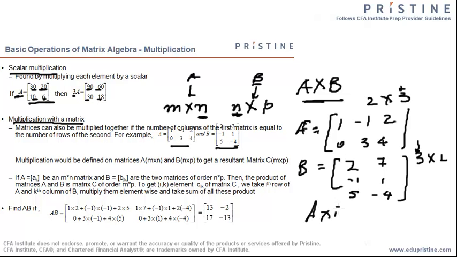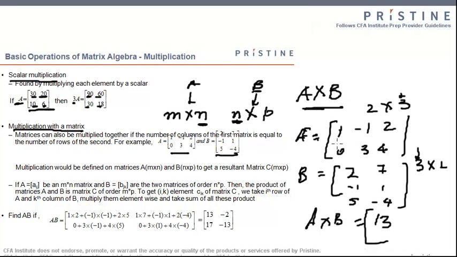So A cross B is a valid operation, and the multiplication would be, we multiply the first row of A to the first column of B, the corresponding elements get multiplied and then it is added. So 1 into 2 plus minus 1 into minus 1, that is 1, plus 2 into 5. So it would be 2 plus 1 plus 10, that is 13.